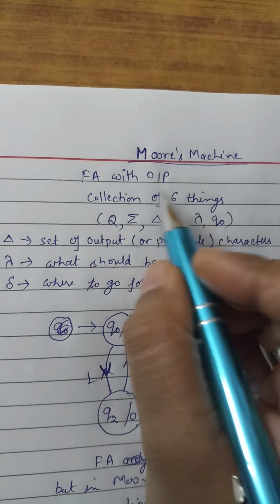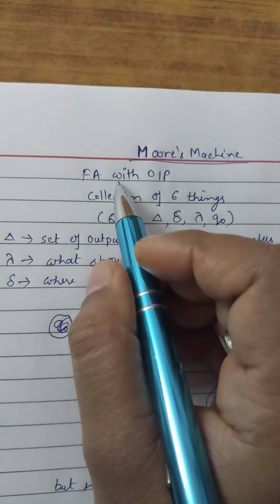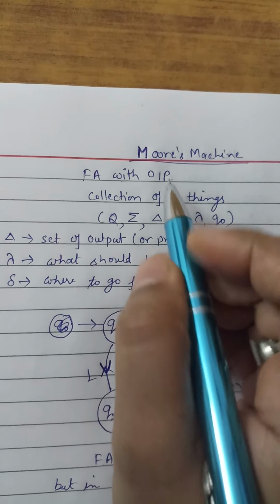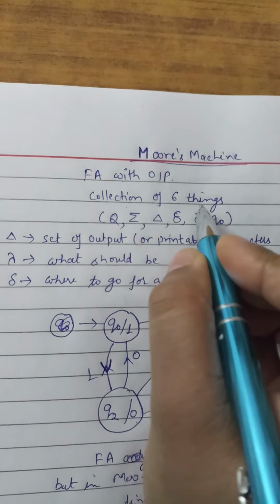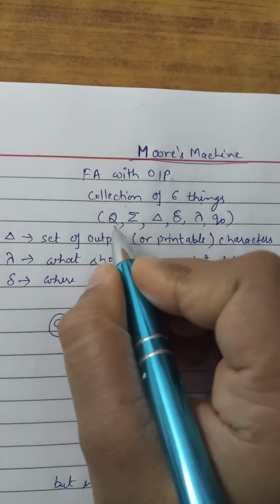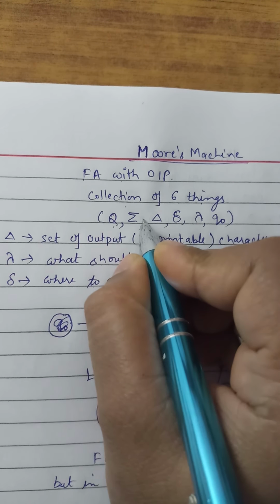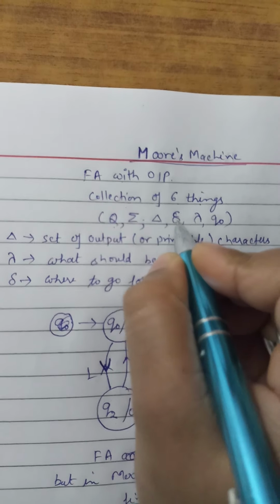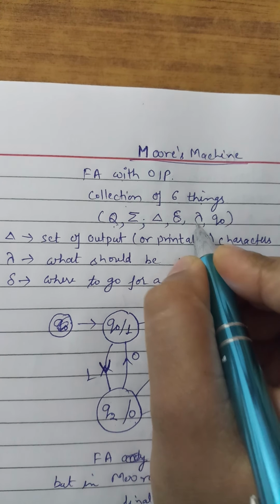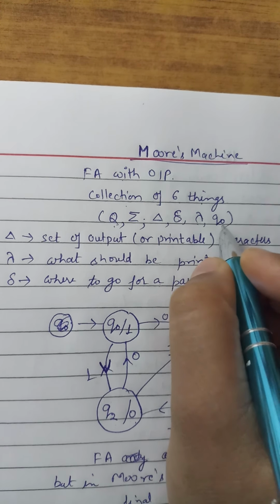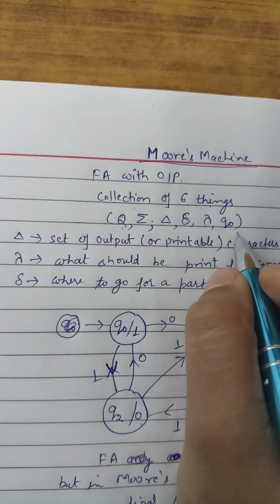Moore machine. What is a Moore machine? We understand it as a finite automata with output, or we can say a collection of 6 things, or 6 tuples. Q is a set of states. The alphabet is the same here. Here delta, this is also delta, this is lambda, and this is Q naught as the initial state. This is the same as finite automata.